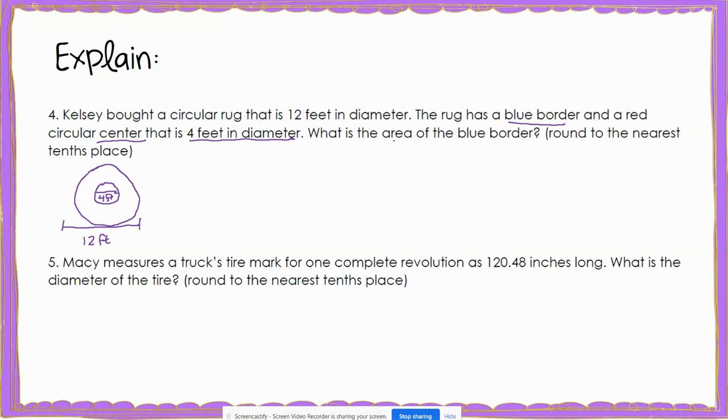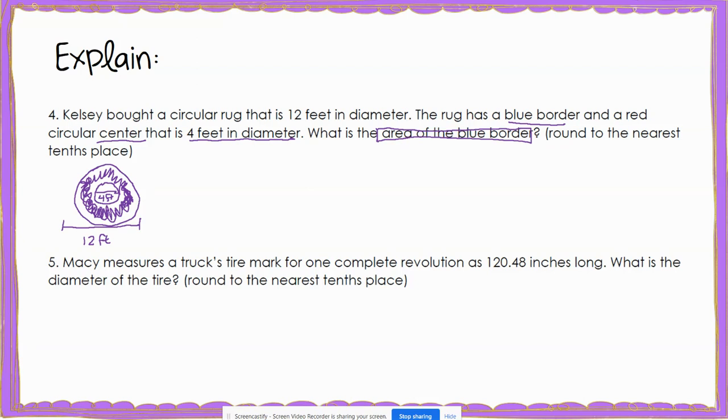The question asks, what is the area of the blue border? Well, remember, area is the space that it takes up. So this is wanting to know what is the area of this piece all around the outside.